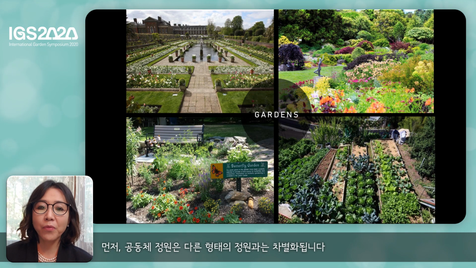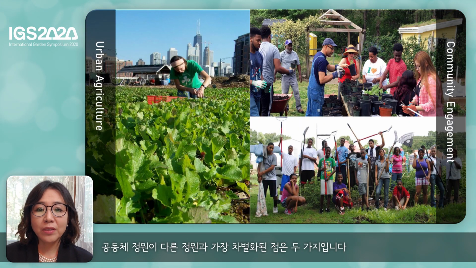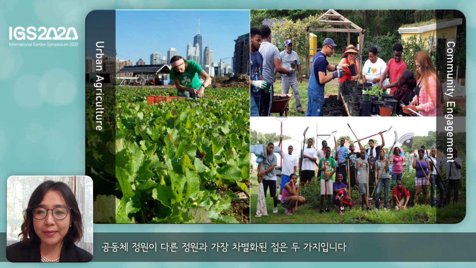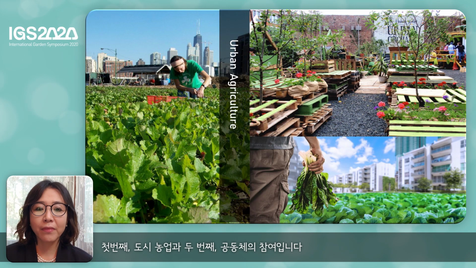First off, community gardens are differentiated from other types of gardens. Obviously, it doesn't look like classic designed gardens or botanical gardens that you see in contemporary cities. What's most differentiated from other types of gardens are two elements. One, urban agriculture, and two, community engagement.